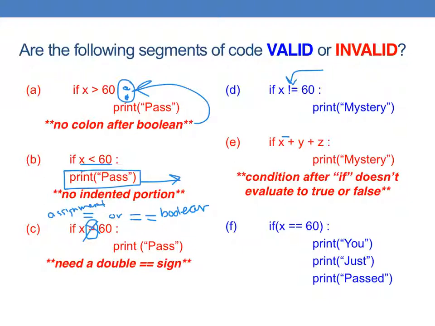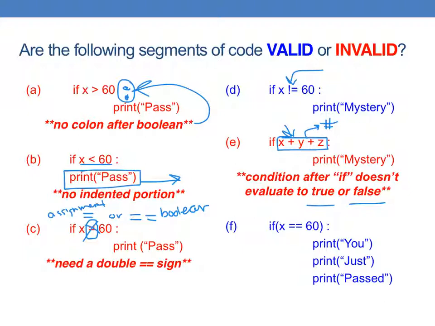In letter E, if you look at X plus Y plus Z, if you're adding things together, they probably have to be numbers. And if you're adding numbers together, this is going to produce another number. That's not actually a Boolean statement. Whatever is in here needs to be Boolean. It needs to evaluate to true or false. So if it's just a number, that's not something that an if statement can actually make a decision on.